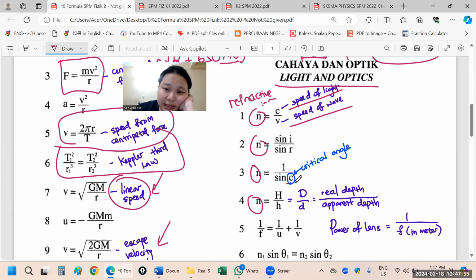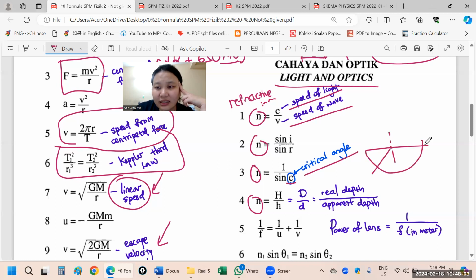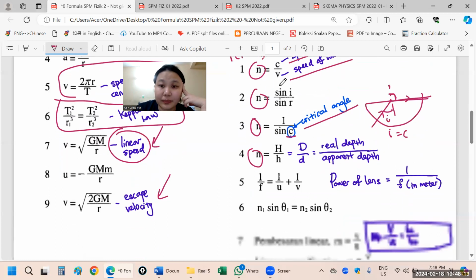And then this C is different. This C is the critical angle. It's the incident angle that makes the light refract at 90 degrees. So this is I, when I equals C, 90 degrees refraction. Okay. Then sine I over sine R.